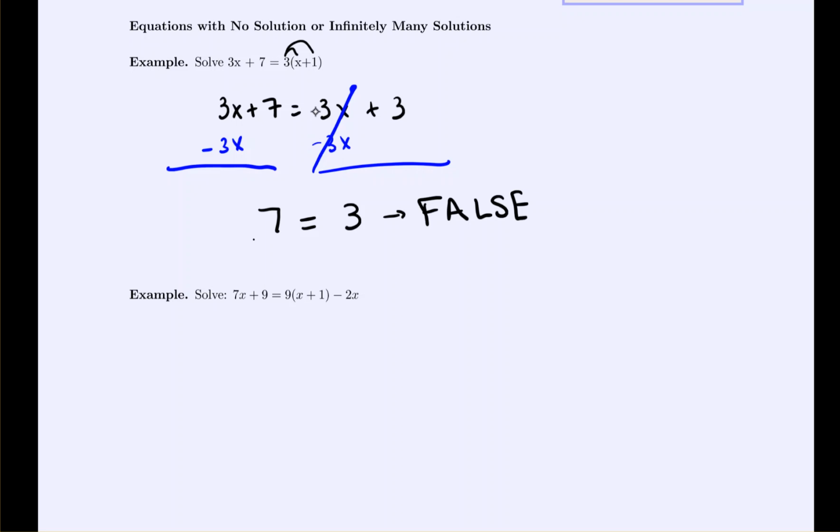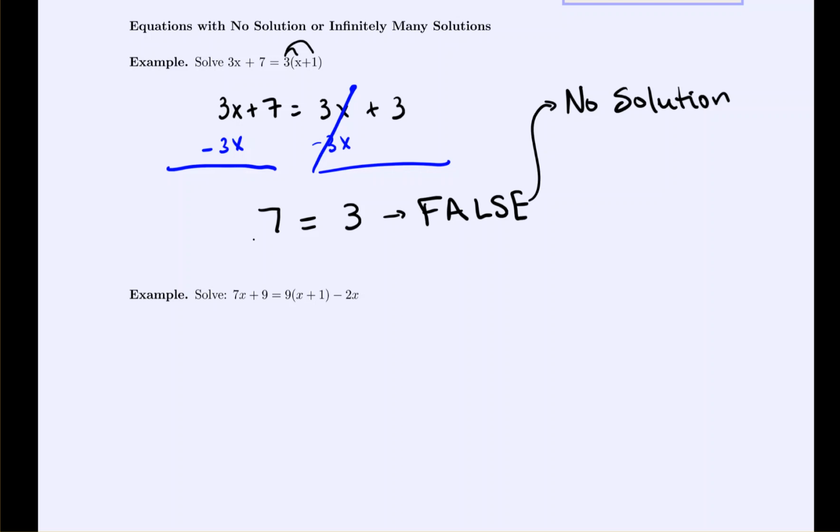But if you're solving an equation and at the end you get down to a false statement, what that means is there's no solution. That means that these two expressions should have never been set equal to each other. There's no x value where 3 times x plus 7 is equal to 3 times x plus 1.